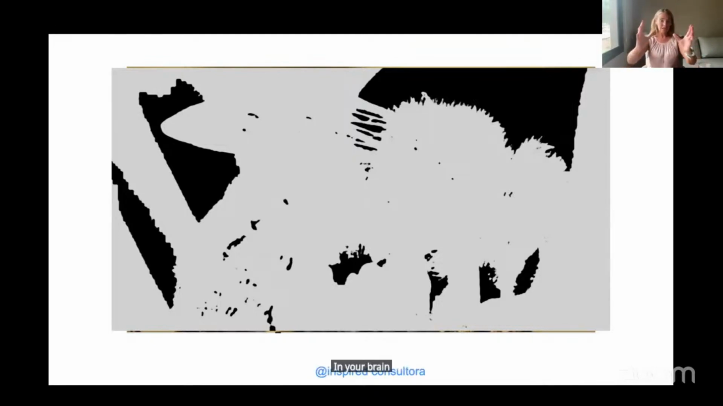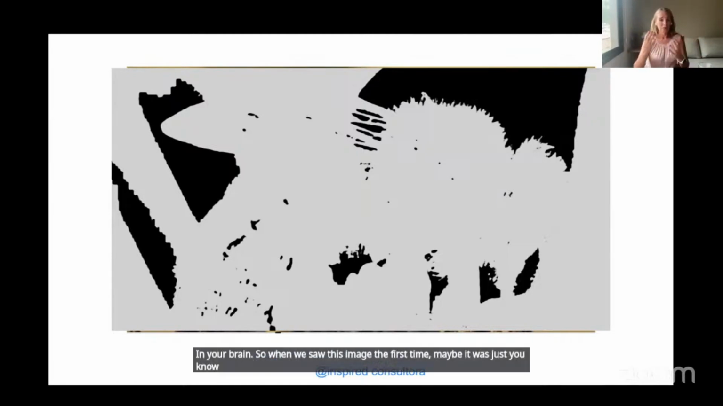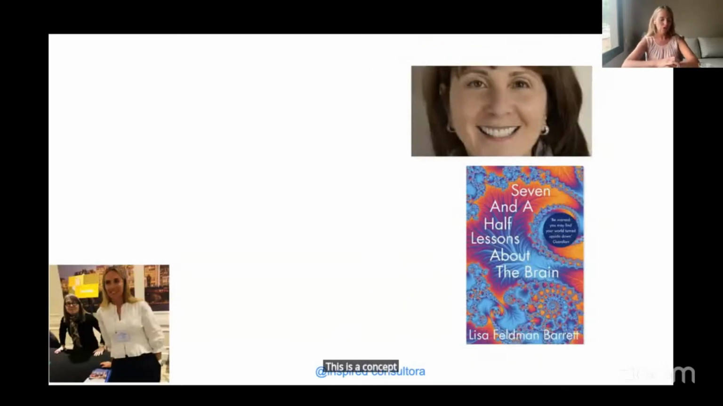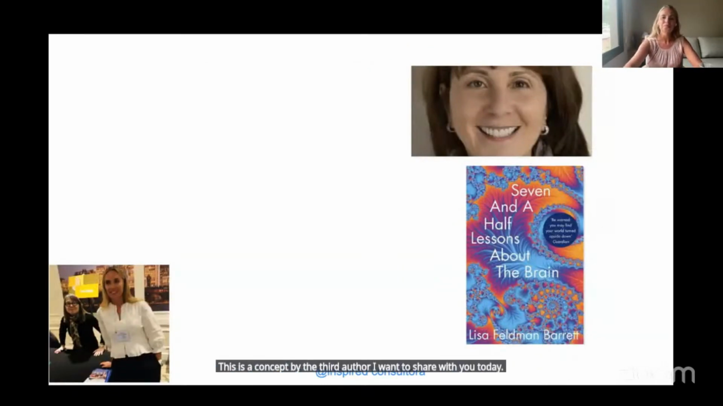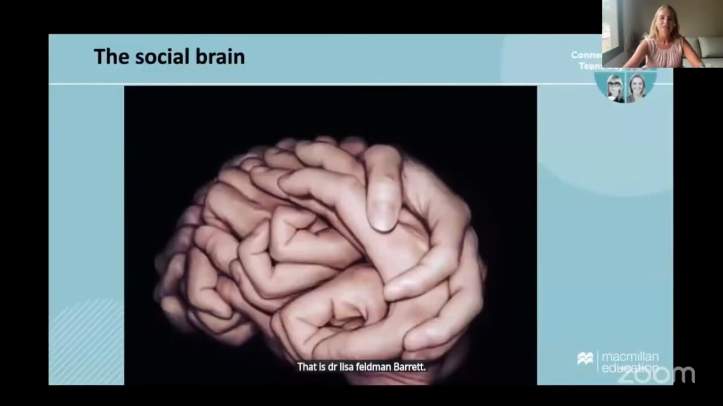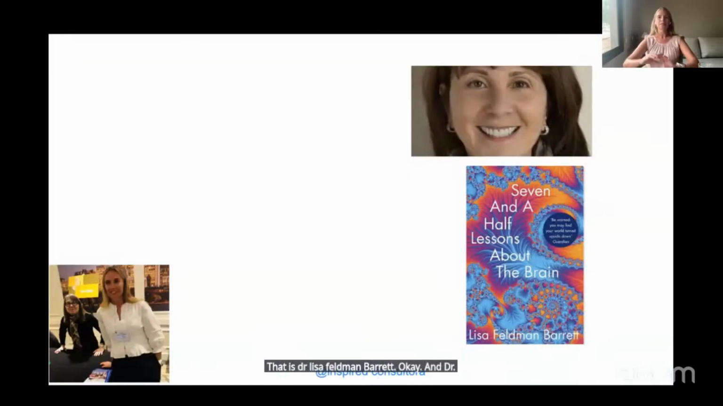So when we saw this image the first time, maybe it was just black and white spots. But then I saw the bee. And now every time I look at this image, I see a bee. This is a concept by the third author I want to share with you today. That is Dr. Lisa Feldman Barrett. Okay? And Dr. Lisa Feldman Barrett says the following.